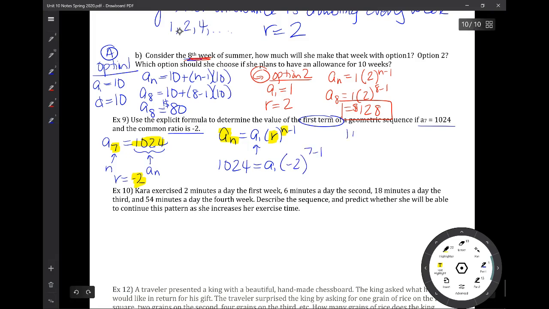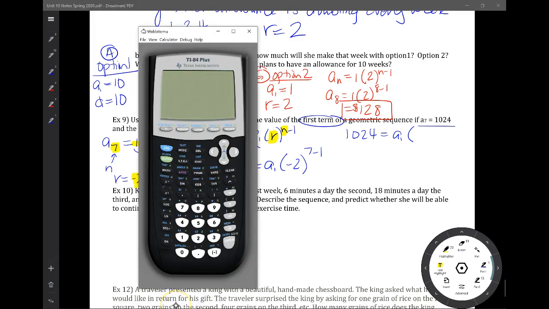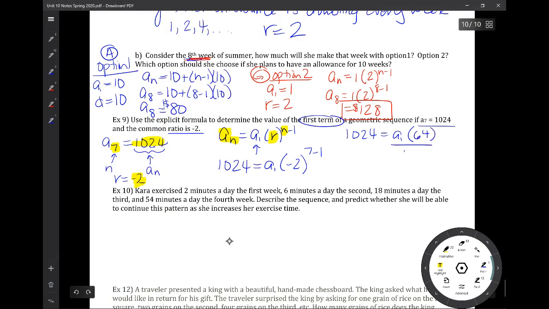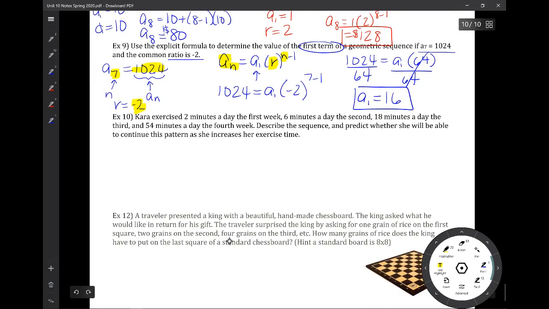Let's clean this up a little bit. All right, so -2, parentheses, -2, close it, caret, 7 minus 1, enter. It's just 64. Oh, that's not bad. There you go, divide it to the other side. And the value of the first term, divide it in your calculator, is just 16. Not bad at all.